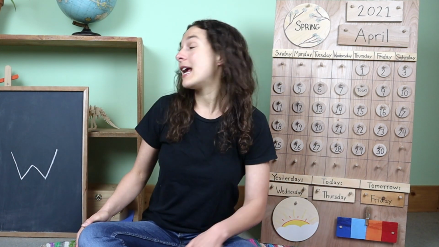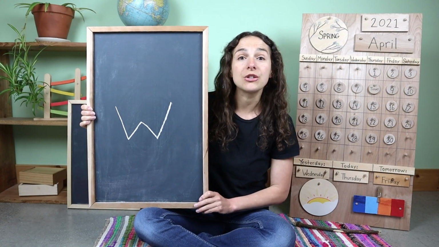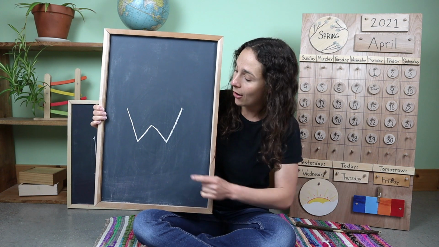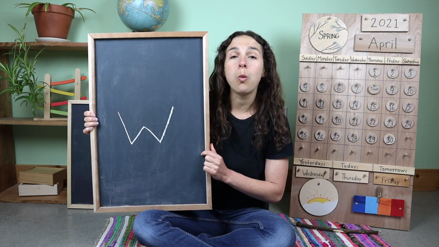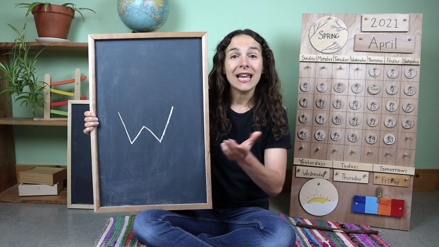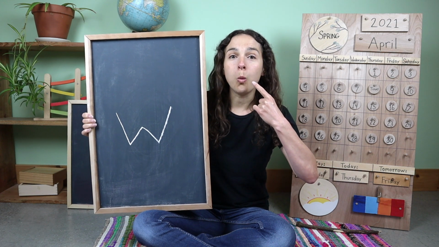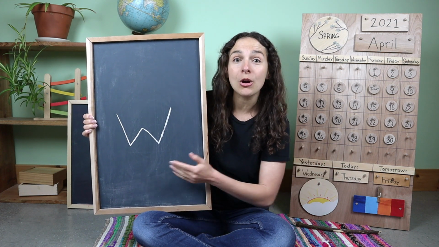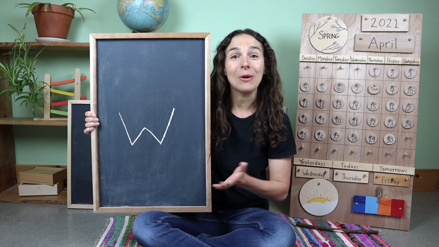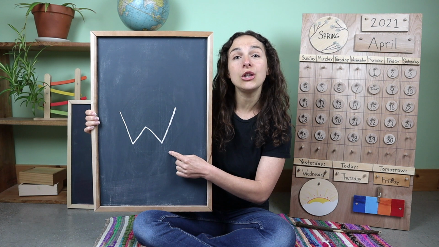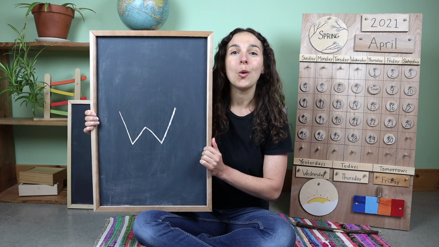Now let's move on to the letter, number, and sign of the week. So this week, we have been learning about this letter. This letter says W, W. Can you make that sound with me? W, W. And do you remember what letter this is? W. That's right. This is a lowercase w, and W says W, W.